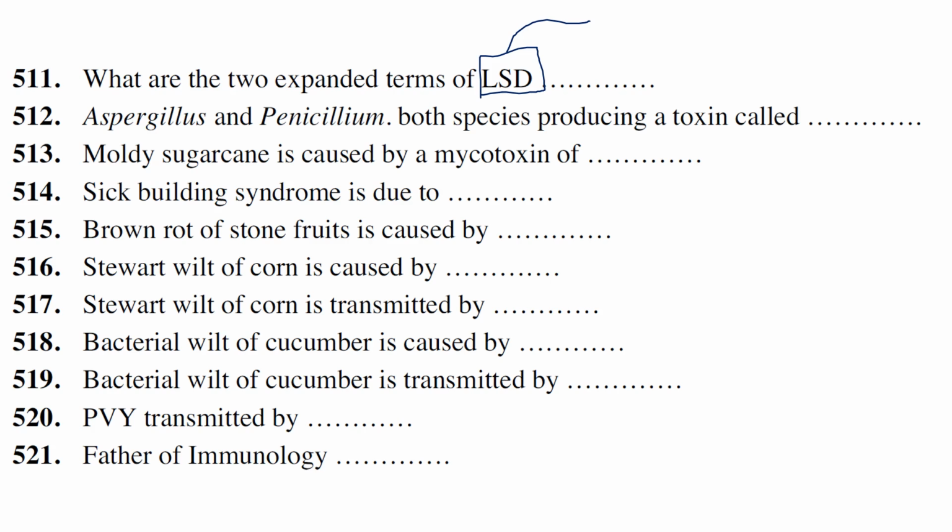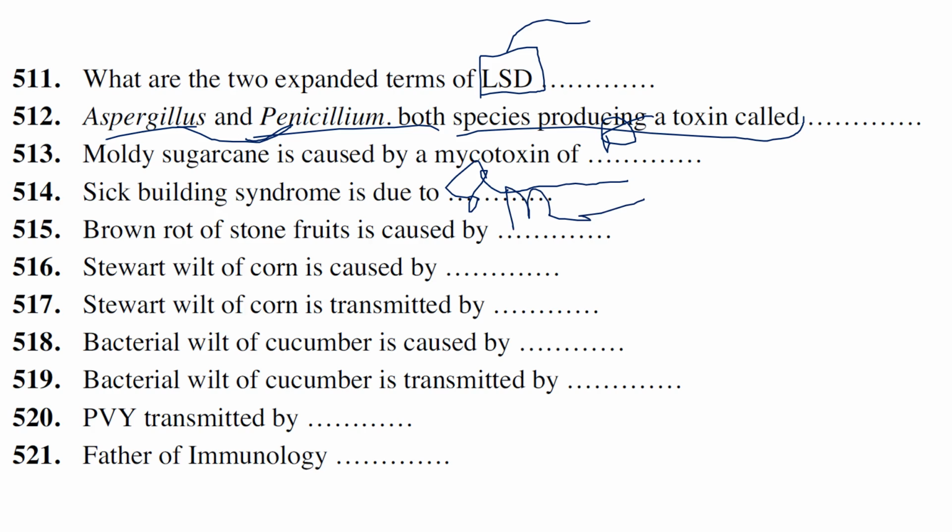The next one: Aspergillus and Penicillium both produce a toxin. Collectively they produce a toxin called aflatoxin A. Moldy sugarcane is caused by a mycotoxin; Arthrinium is generally responsible for moldy sugarcane. Sick building syndrome is mainly due to Stachybotrys. Brown rot of stone fruits is caused by Monilinia fructicola.